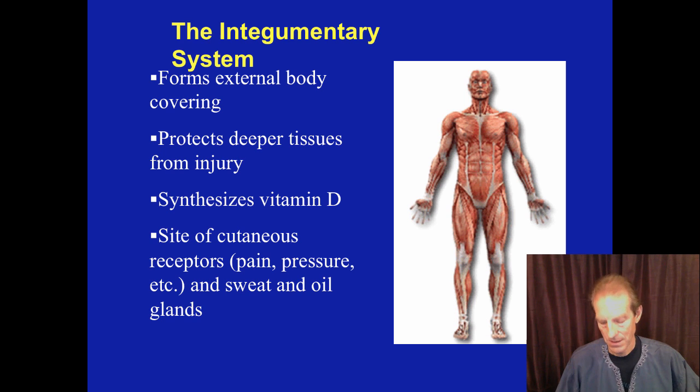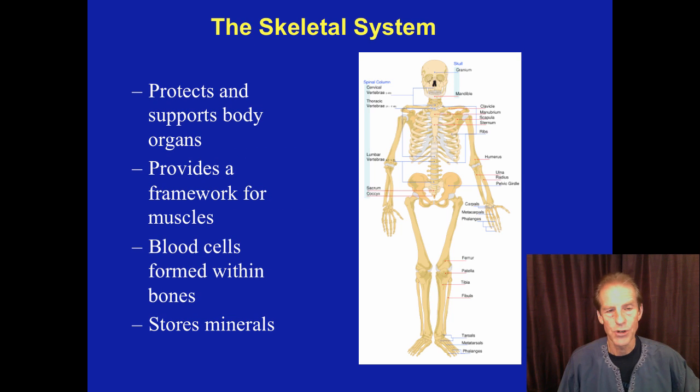We also have the skeletal system, which is our framework. Many animals have an external skeletal system, like horseshoe crab or turtle. We have an internal skeletal system. It protects and supports the body organs, forms a framework for muscles to attach onto, and within the bones themselves are cells that form blood and store minerals. So the skeletal system does a lot of different things.